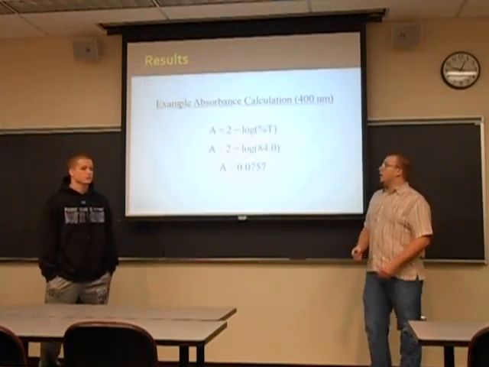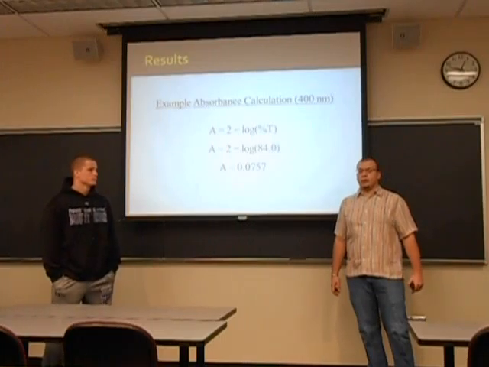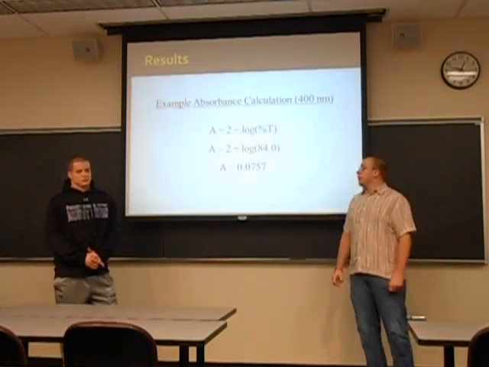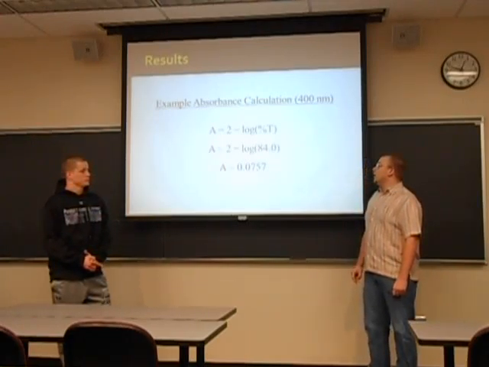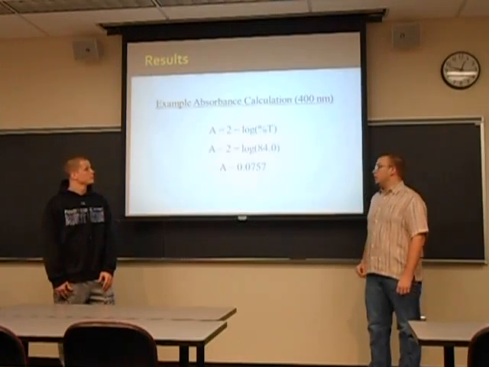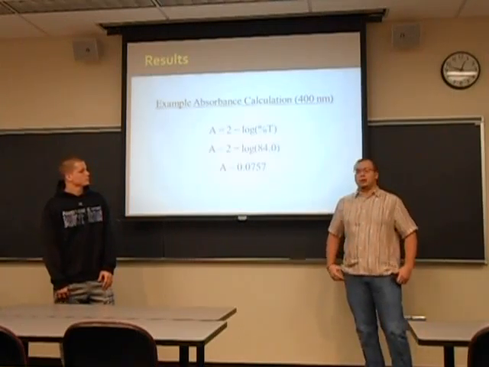This is our example absorbance problem. We use the absorbance equation, A equals 2 minus log % transmittance, to determine the absorbance for test tube number 3 to be 0.0757.